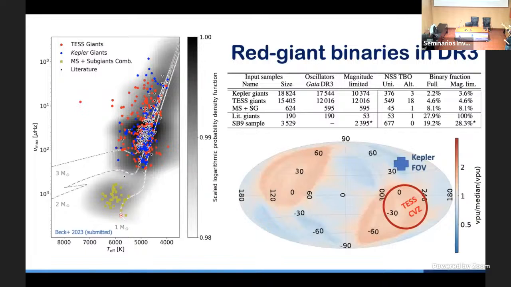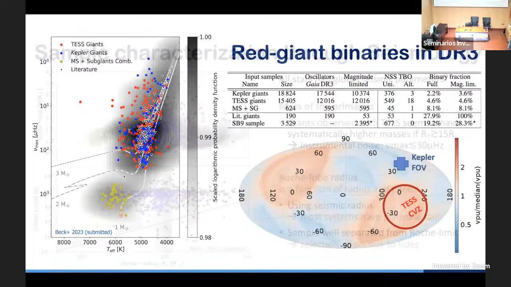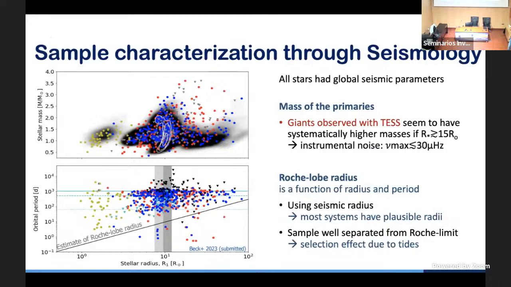I will come back to that. So this is the new Hertzsprung-Russell diagram. Every dot in here is a new binary system. And in total, we found 950 new binary systems. We validated them, we vetted them by using the global seismology, for example, to determine the mass and the radius. And this is the stellar mass versus radius diagram.